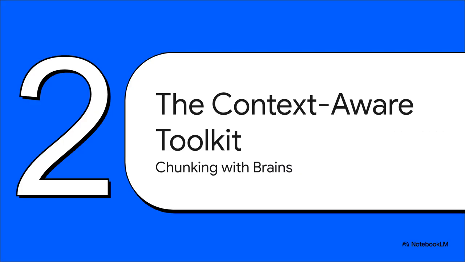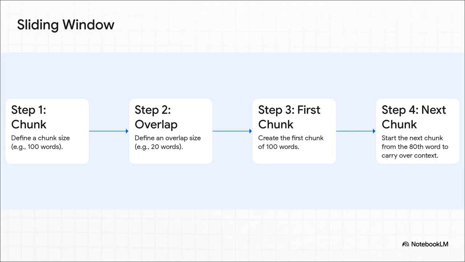Okay, so those were the simple cuts. Now, let's get a little more sophisticated. This next toolkit is all about chunking with some brains, using methods that actually understand and preserve the meaning and flow of your documents. First in our smart toolkit is the sliding window. This is a really clever technique. Instead of making clean breaks, you create chunks that overlap. So as you can see here, the second chunk actually starts before the first one ends. That little 20-word overlap acts like a safety net. It makes sure that important context that connects two ideas isn't lost right at the boundary. This is absolutely perfect for things like legal documents.